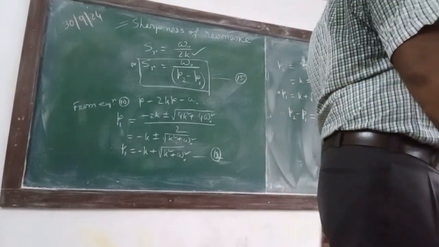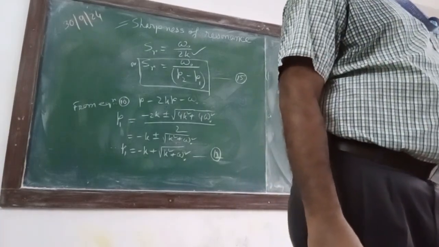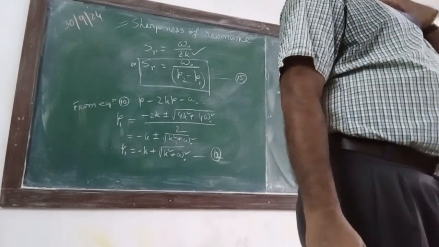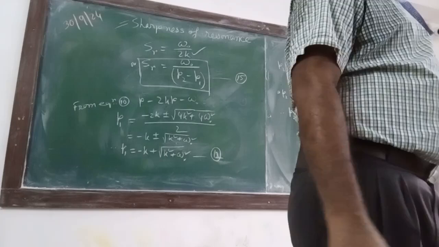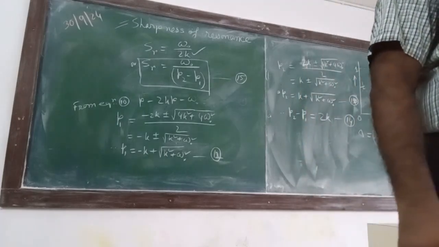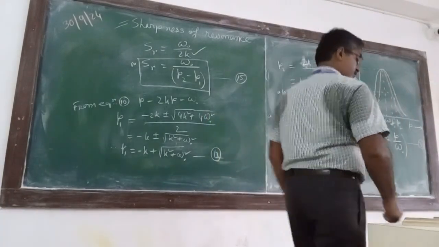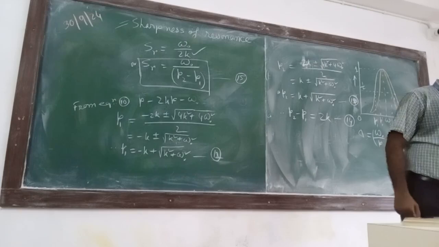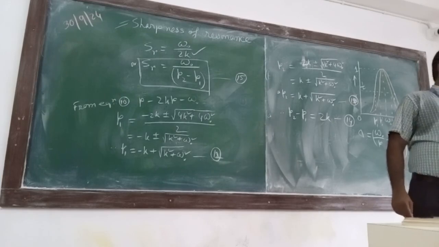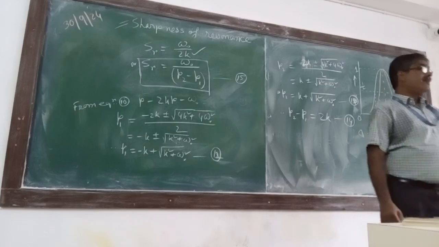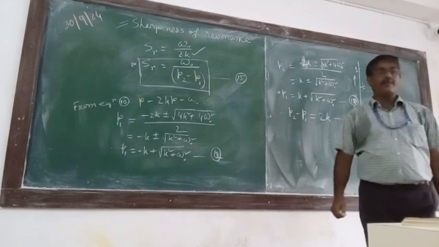Now what is P2 minus P1? P2 minus P1 is called bandwidth. P2 minus P1 is bandwidth. It's called bandwidth. Band width, bandwidth.